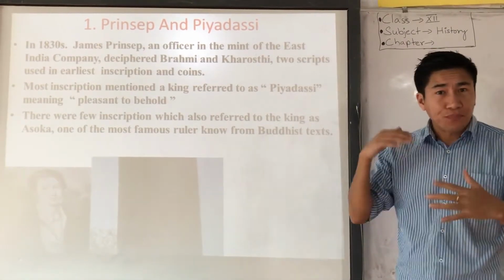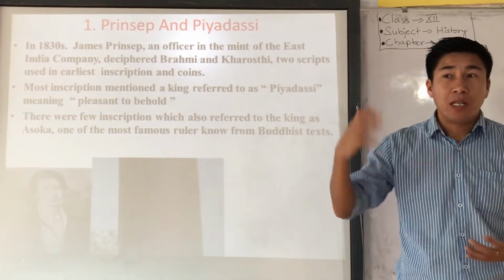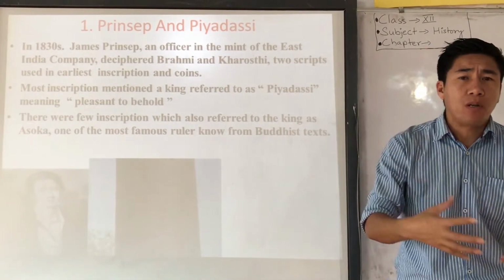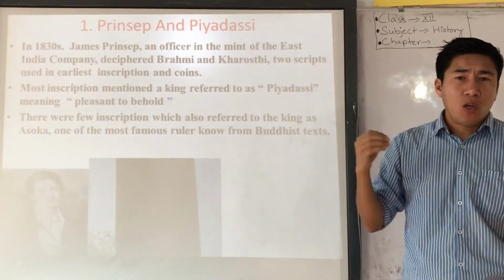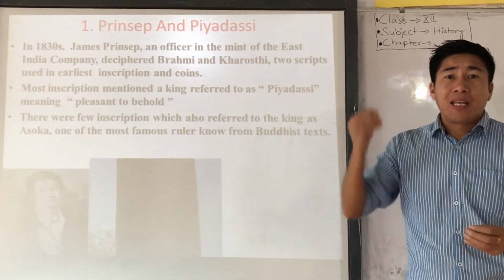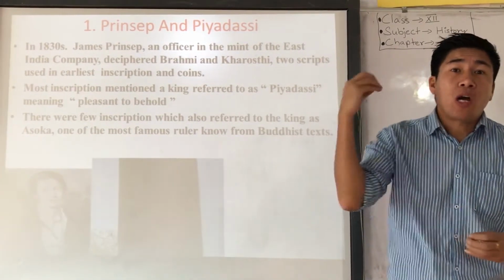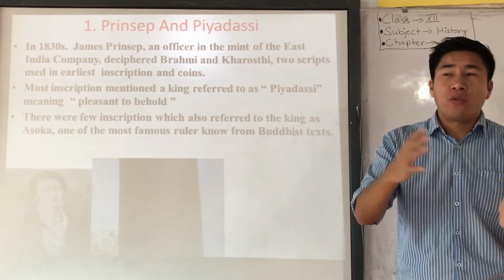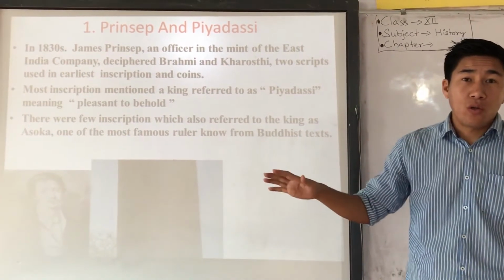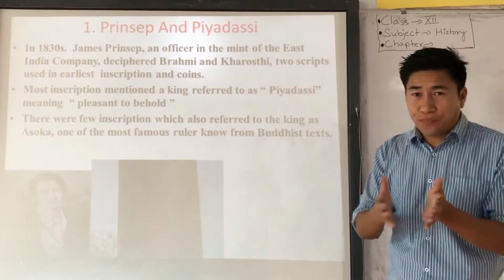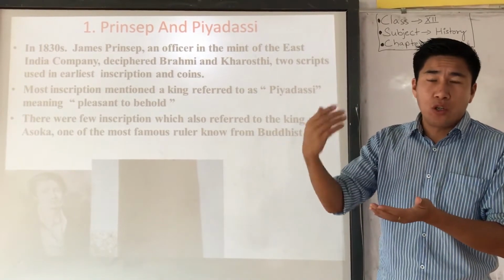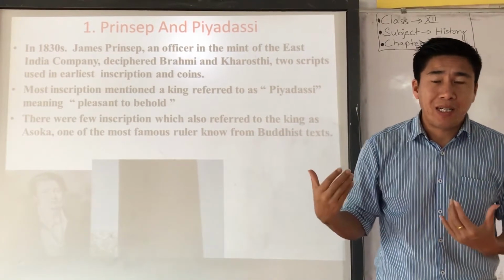So in that way, archaeology came to know that there was one very popular king in ancient India called Priyadasi, Devanampiya, beloved of God, or Ashoka, free of sorrow, no problem. So these are the different names used to call Ashoka at the time.